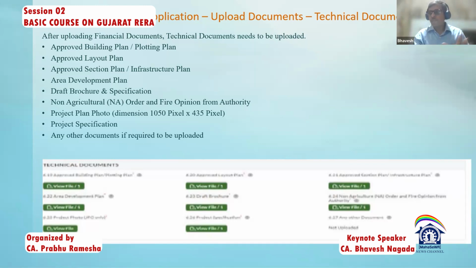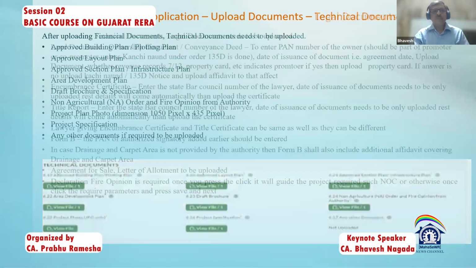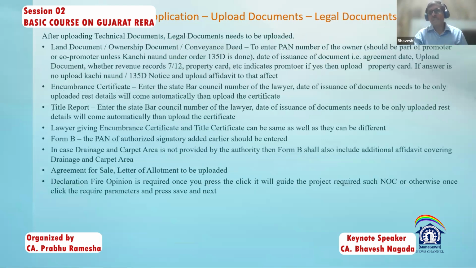Then the project plan. You have to upload the photographs with a specific dimension of 1050 pixels by 435 pixels. Project specification needs to be uploaded, and any other document which is not covered in the given criteria can also be uploaded. There is a technical documents upload list which is disclosed with it. Each document up to 100 MB can be uploaded, and it will be stored on the website.